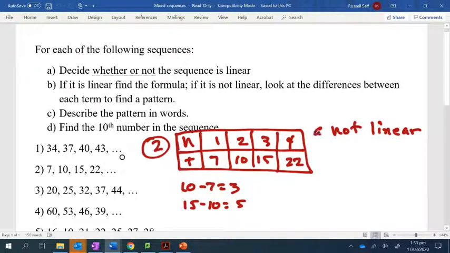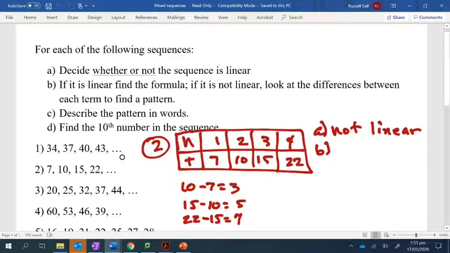Okay? So that's the answer for A. If it is linear, find the formula. But if it's not, look at the differences between each term and see if you can find a pattern. So in this one, we're just going to continue finding differences to see if we find a pattern. So the next one would be 22 minus 15, which is what? 7. Goes up. Are you noticing the numbers?